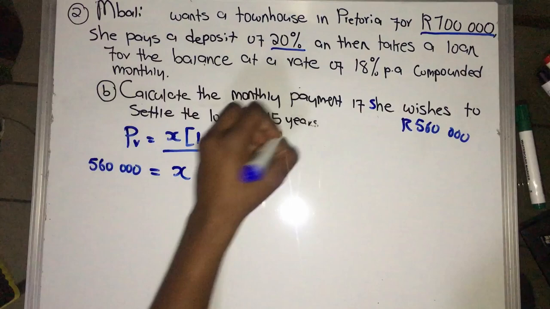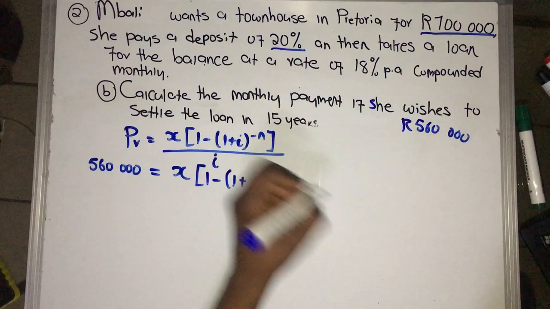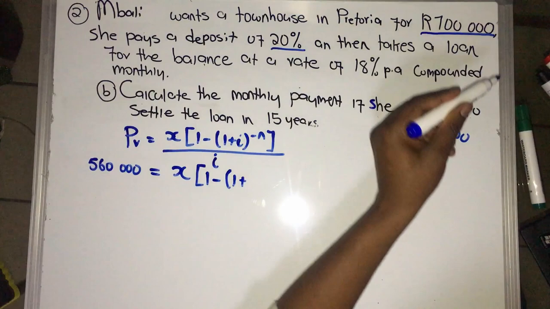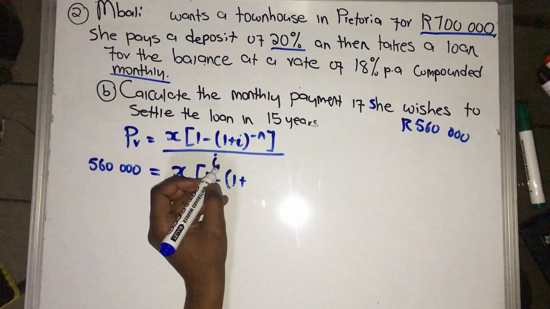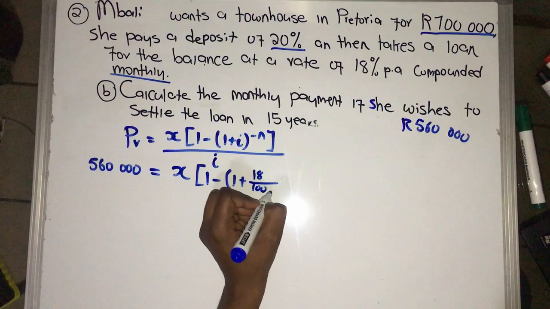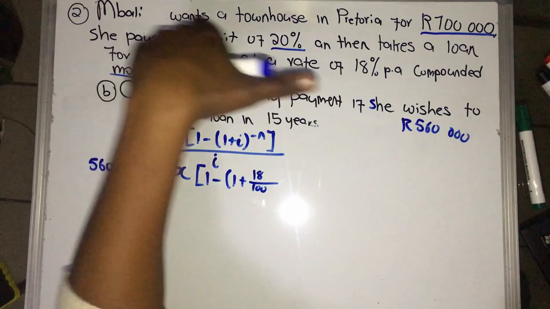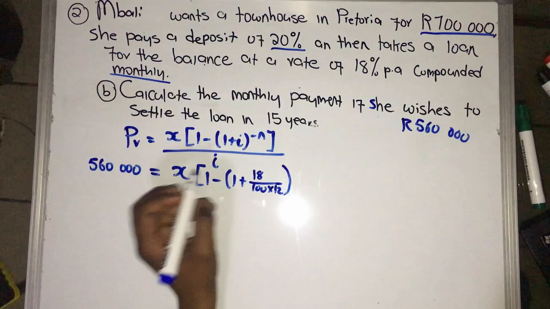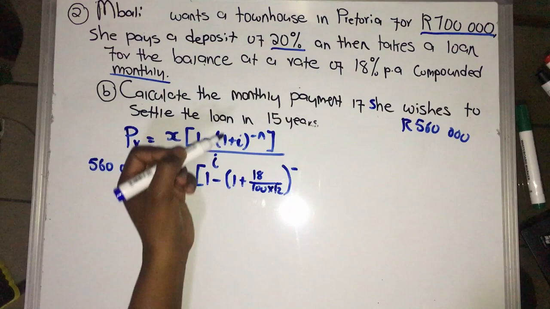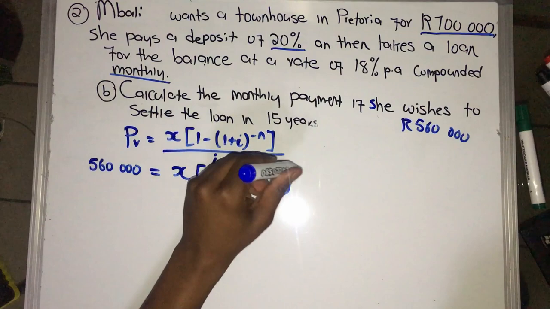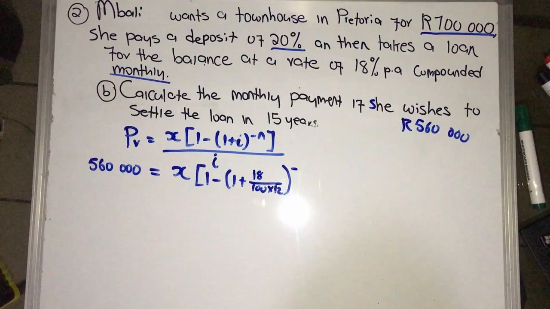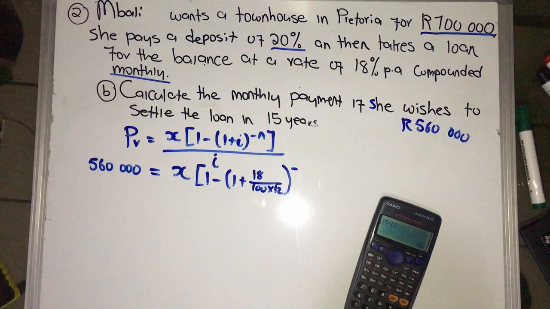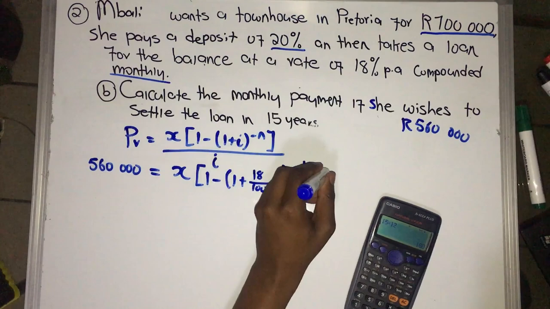All right, so our i is 18% per year compounded monthly. Just like the previous question, in this case it is 18 over 100, the 100 for the percentage, and then we divide the whole thing by 12. So this is the same as multiplying by 12 in the denominator. And then for the duration, in the previous question we did a quarter, so our duration was in quarters. Here, 15 years multiplied by 12, so that's 180.